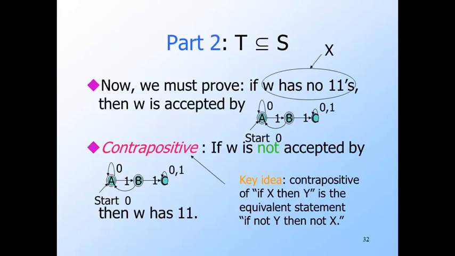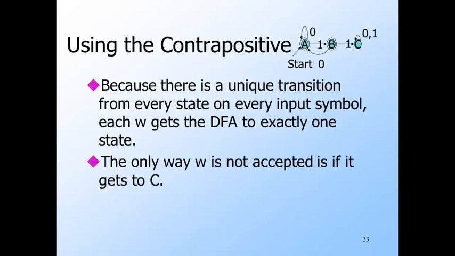In this case, x is the statement that w is a good string with no consecutive 1s, and y is the statement that w is accepted by the automaton. The contrapositive is that if w is not accepted by the automaton, then w is not a good string. That is, it contains 1, 1 as a substring. A deterministic automaton has exactly one transition from each state on each input symbol. Thus, any string w gets the automaton from the start state to exactly one state. So the only way w could not be accepted is if it gets this automaton to state C.